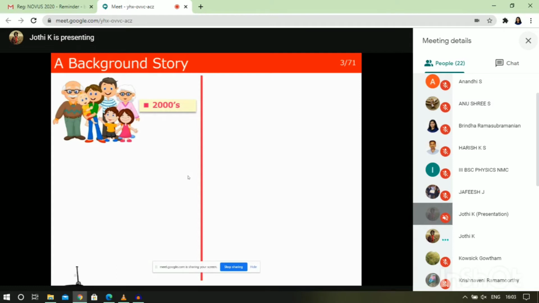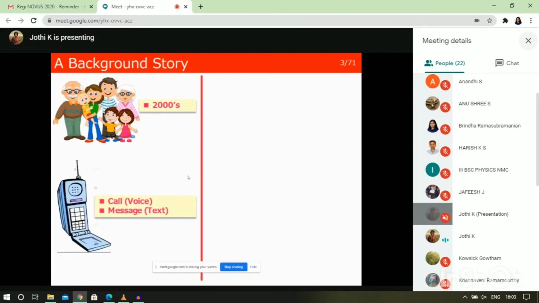As you can see, there's a family, and this family is in the early 2000s. Let's say the head of the family decided to buy a cell phone. What can he do with this cell phone? He can call distant people. Also, he can send a text message to distant people. That's the maximum. This is what we call the primary application of a cell phone at the early stage of 2000.